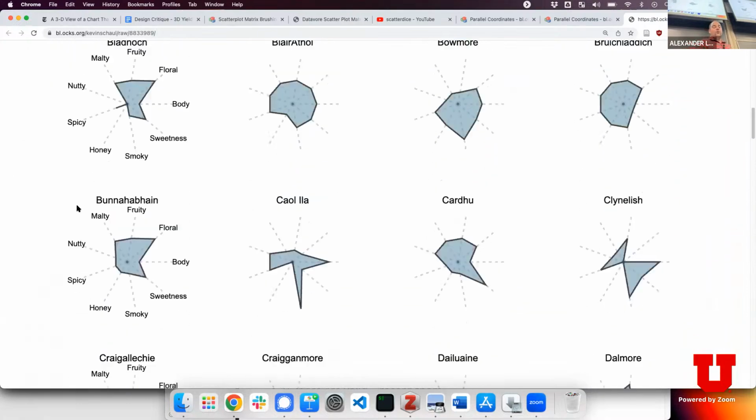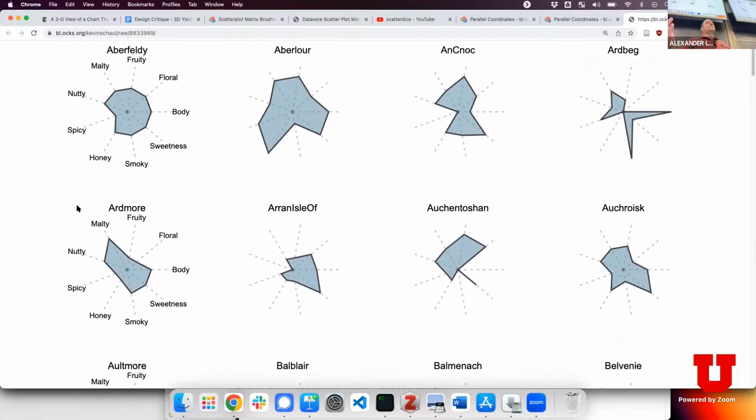And so what do you think? Is this a good idea? Is this a bad idea? Any thoughts compared to parallel coordinates, for example?